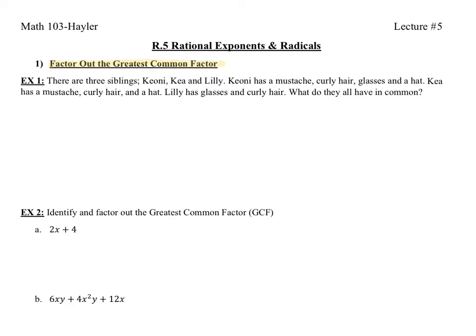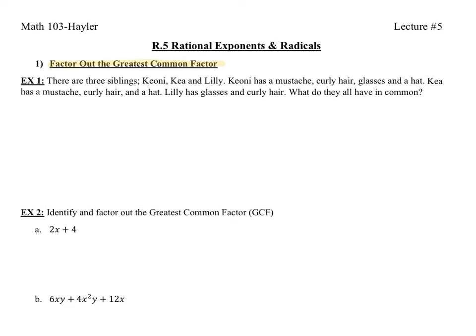For the first example, imagine that there are 3 siblings, Keone, Kea, and Lily. Keone has a mustache, curly hair, glasses, and a hat. Kea has a mustache, curly hair, and a hat. Lily has glasses and curly hair. What do they all have in common?